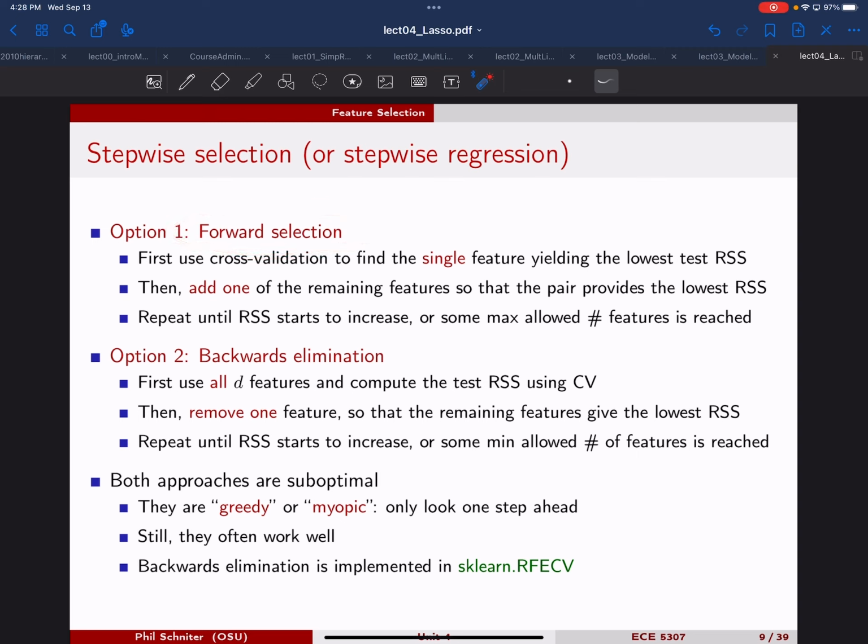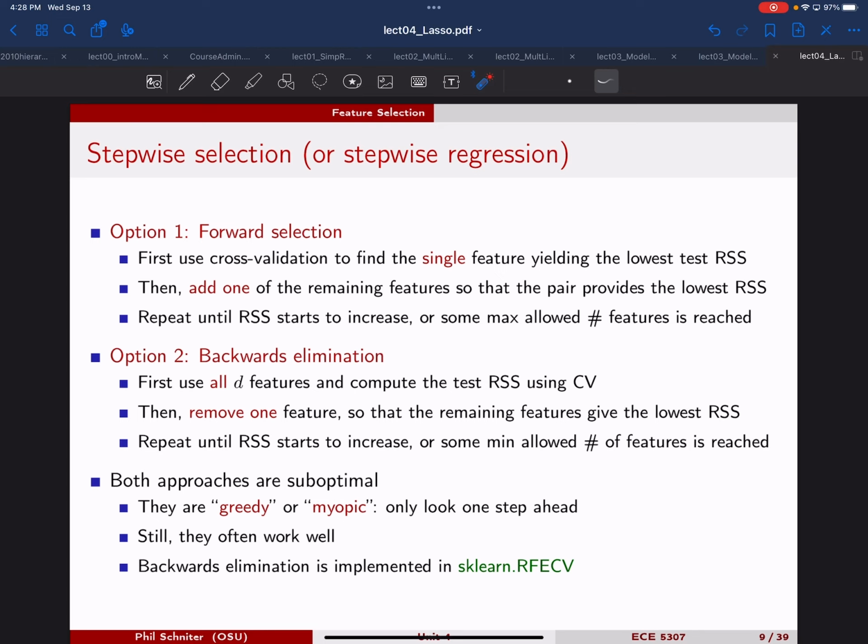At the first step of this method, you use cross-validation to find the single feature yielding the lowest test RSS. So in other words, you try feature 1 alone. Use cross-validation, figure out how well that did. Then you try feature 2 alone. Try feature 3 alone, all the way up to the D features. So now that you have tested each feature individually, you figure out which is the single best feature, and you add that to a list of the features you will use.